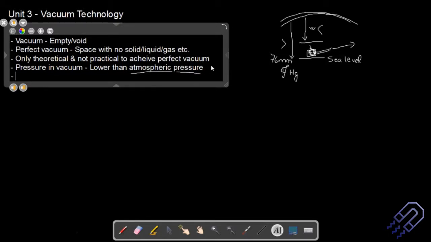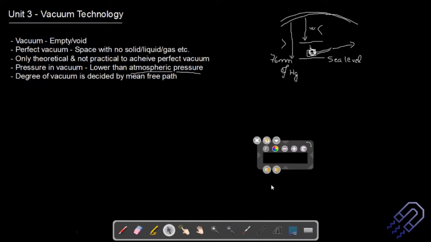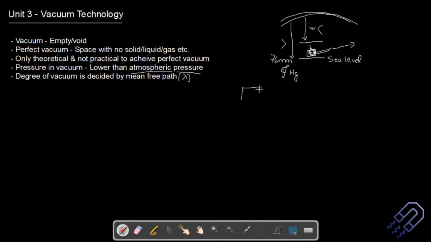Finally, how do you know how much vacuum has been created? This degree of vacuum is decided by a term which we call the mean free path. I hope you know about mean free path. You might have a molecule, and it might be colliding every now and then because we have a lot of particles within a system. Now if it travels a larger distance without colliding, understand this, that means it's going to have a larger mean free path.